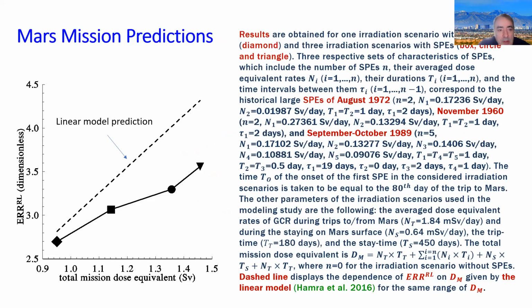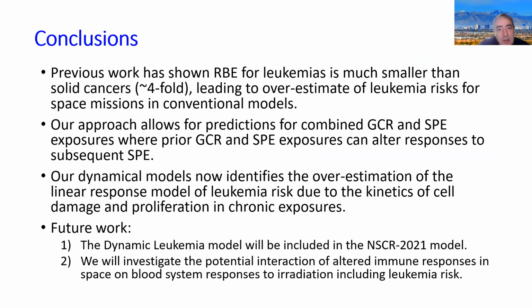Now, this graph shows predictions for a Mars mission, where the diamond at the lowest cumulative dose, just under 1 sievert for a Mars mission, agrees fairly well with the linear model, but then the other symbols represent different scenarios for solar particle events. We're using the doses from the August 72, November 60, and September, October 1989 events for typical spacecraft shielding. You can see the linear model does relatively worse as you include the GCR in combination with solar particle events rather than just adding up the doses.